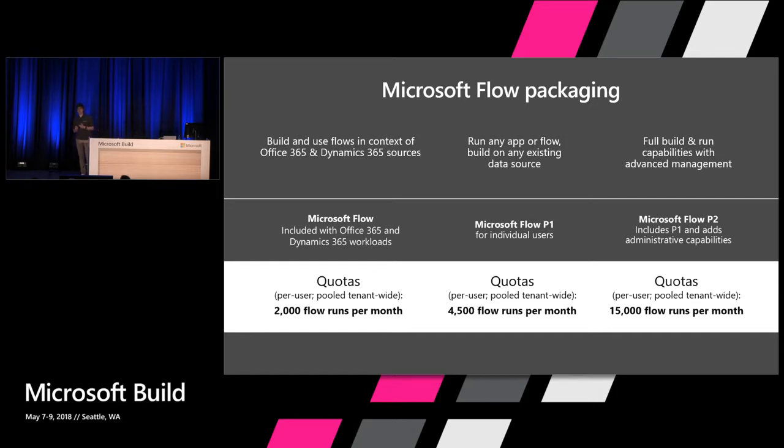First, how is Microsoft Flow available? You can get it as part of your Office 365 or Dynamics 365 subscriptions. So we include, for example, 2,000 runs per month with Office 365. Second, if you don't currently have Office 365 or Dynamics 365, you can actually purchase Flow P1 for $5 a month or Flow P2 for $15 a month, and they come with additional runs and additional features as well.